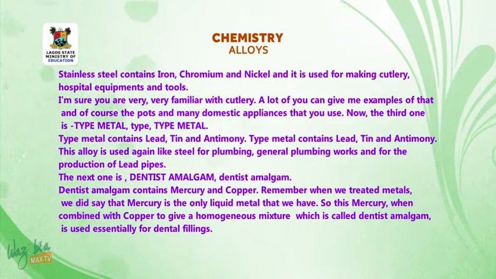Now, the third one is type metal. Type metal contains lead, tin, and antimony. This alloy is used, again, like steel, for plumbing, general plumbing works, and for the production of lead pipes.